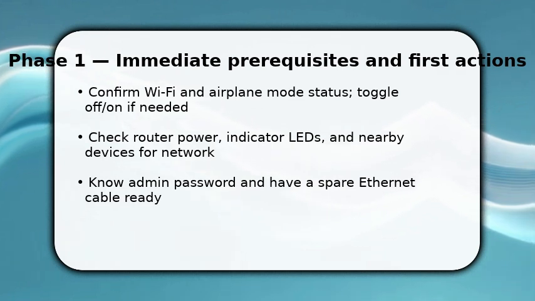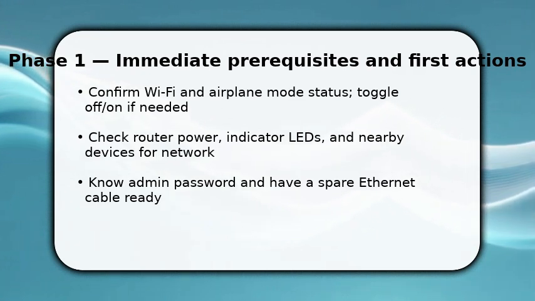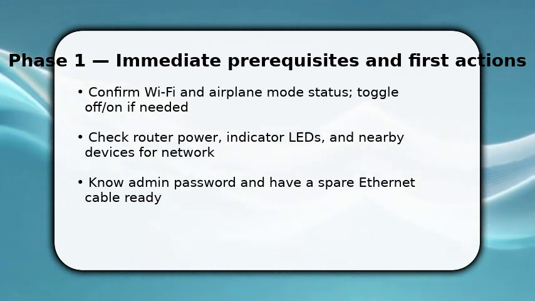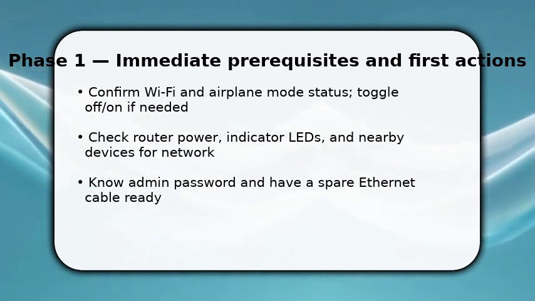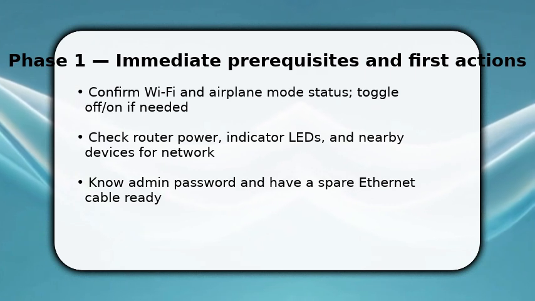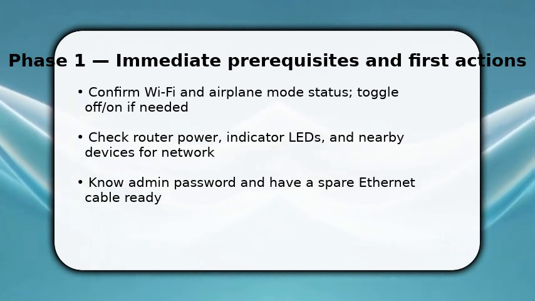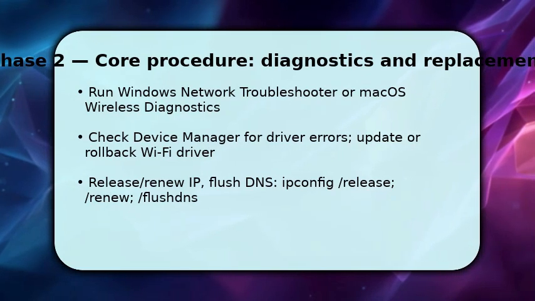Once done, plug an Ethernet cable between laptop and router to test wired access. That isolates wireless vs network issues. Make sure you have the router admin password accessible, so you can log in if IP or DHCP settings require inspection.